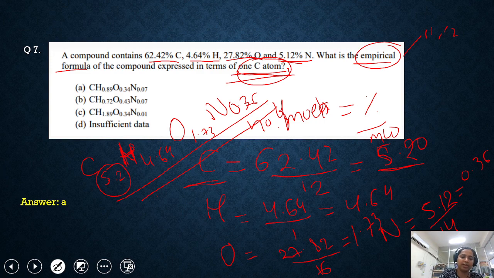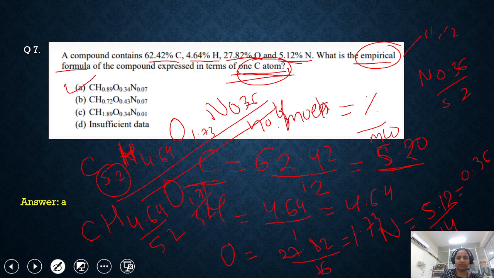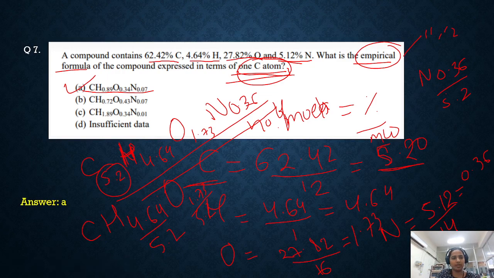So you have to divide everyone by 5.2. Like we have to consider carbon as 1, no? So for hydrogen it is 4.64 divided by 5.2. Then similarly oxygen, 1.73 divided by 5.2. And for nitrogen also it is 0.36 divided by 5.2. So this will give you the correct answer. Okay, so the correct answer is A. When you solve this, it will come like this. So if you have any doubt, you can ask.